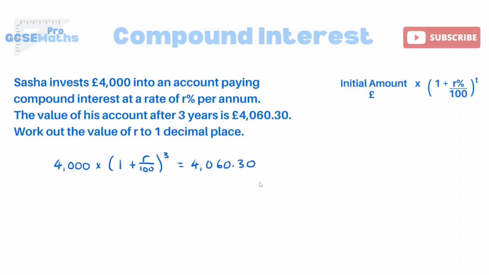So all I now need to do, I can almost forget about compound interest at this point. I've used compound interest to know how to set up an equation, but now it's just basically algebra in terms of I need to solve this equation. I need to rearrange it to get R as the subject, and then obviously that would have solved it.